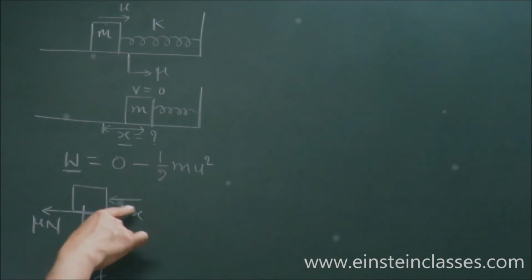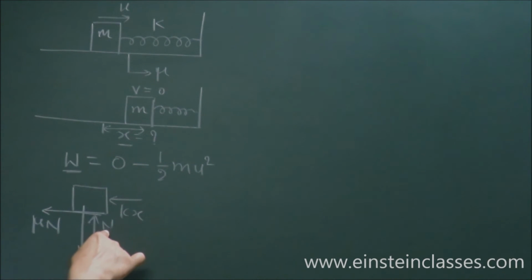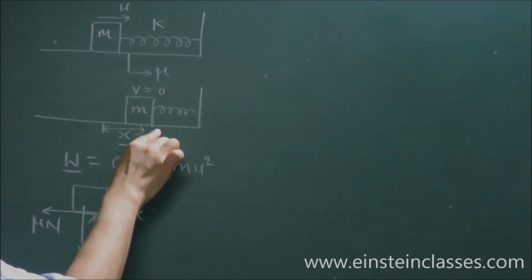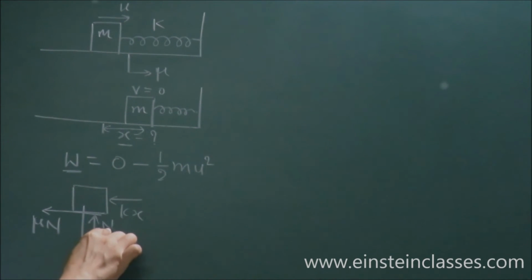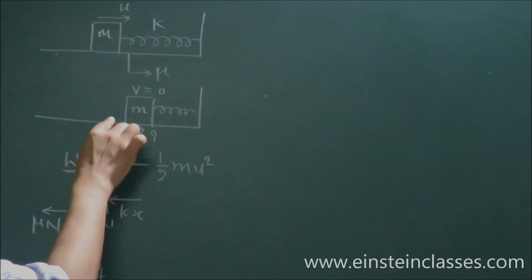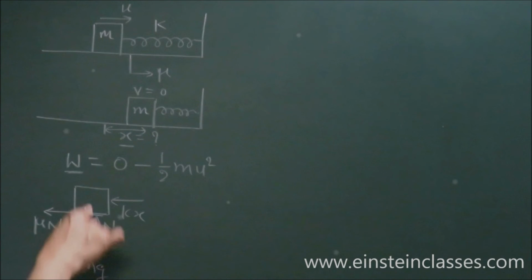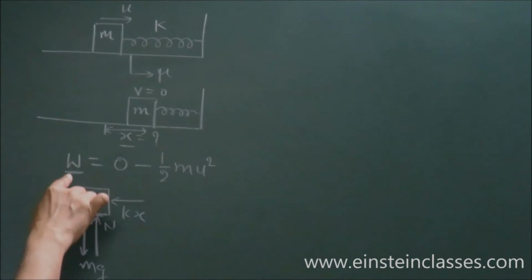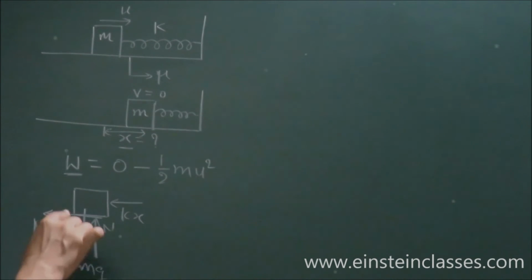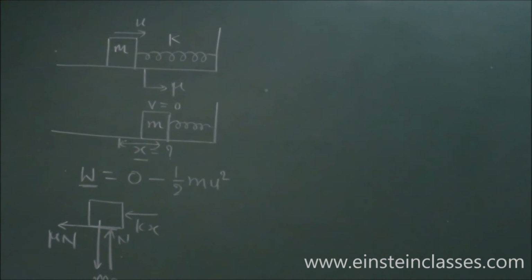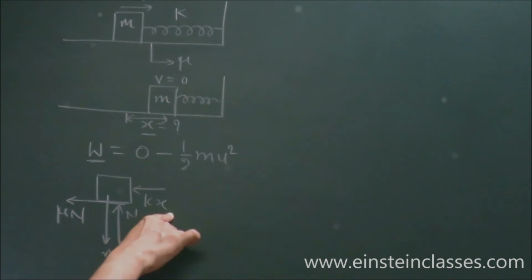Now we have to find the work done by all these forces. Work done by the normal reaction will be 0, because the normal reaction is vertically upward and the displacement of the block is along the horizontal direction. The angle between them is 90 degrees, hence the work done by the normal reaction is 0. In the similar way, the work done by the weight mg will come out 0, because the weight acts vertically downward and the displacement is horizontal, so the angle is 90 degrees.